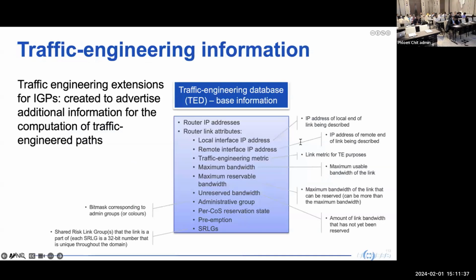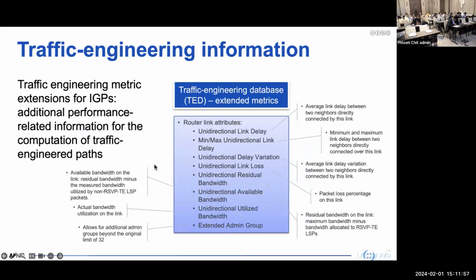To enable traffic engineering capability, IGPs like OSPF and ISIS are updated to support traffic engineering extensions that are created to advertise additional information for the computation of the TE paths. This information is used by the routers in the network to construct the TE database. Besides the base information, there are also traffic engineering metric extensions that can further distribute performance information of the network, such as latency and packet loss.